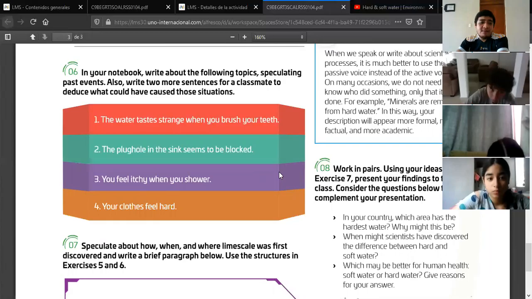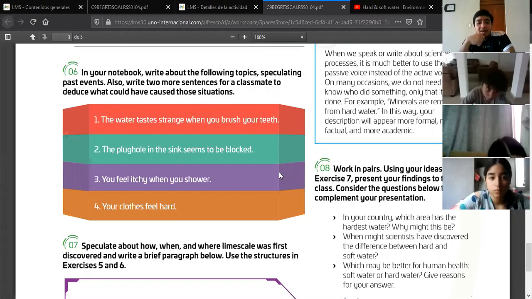Like for example, if the water tasted strange, what else? When you brush your teeth? The plug hole in the sink seems to be blocked. That's why the water tastes strange when you brush your teeth. Ah, okay, perfect. So you're combining both options. So if you said, Anna, if the plug hole in the sink seemed to be blocked, the water would taste strange when you brush your teeth, right? Yes. Okay, perfect. So that will be like an example.